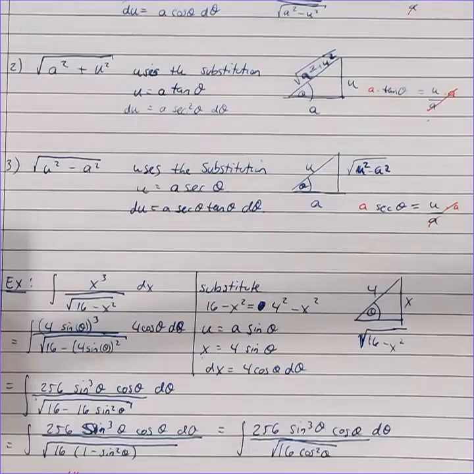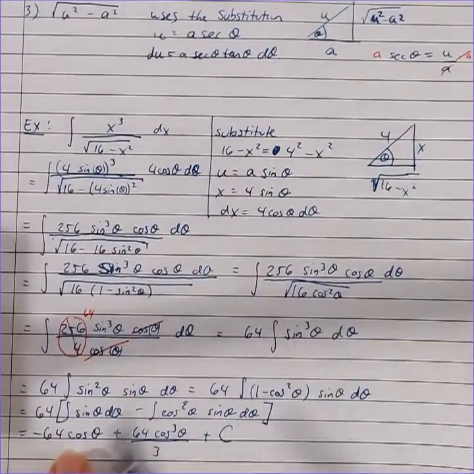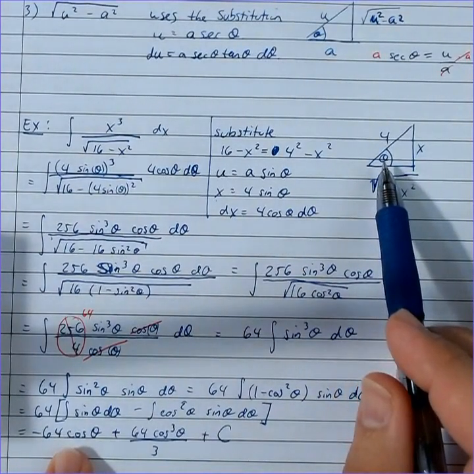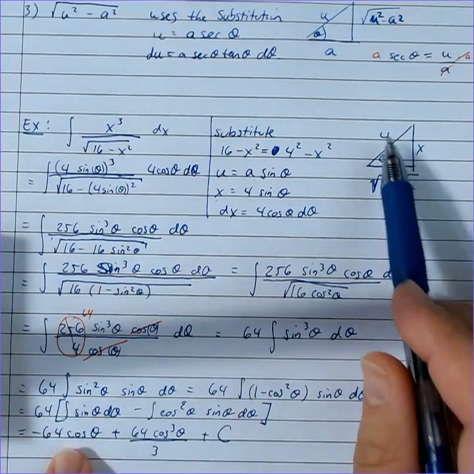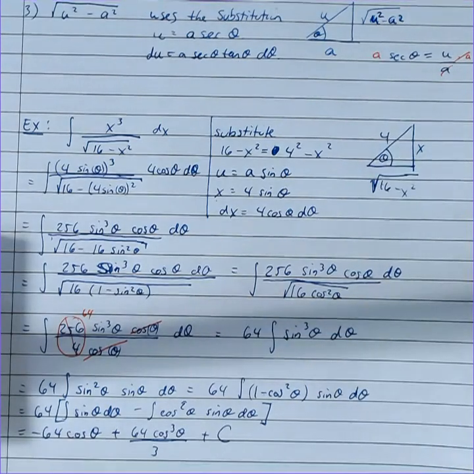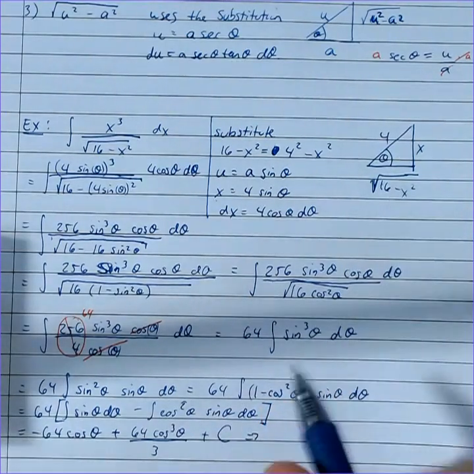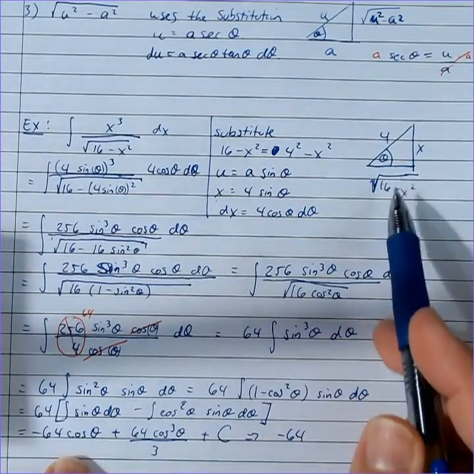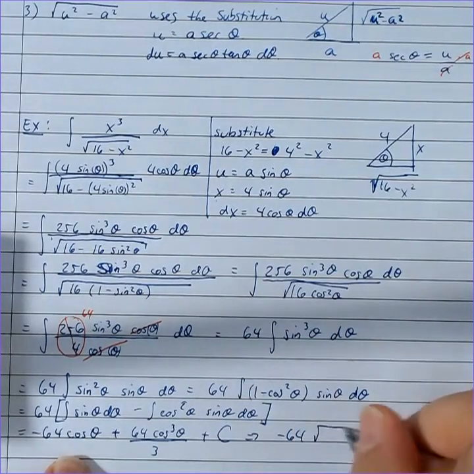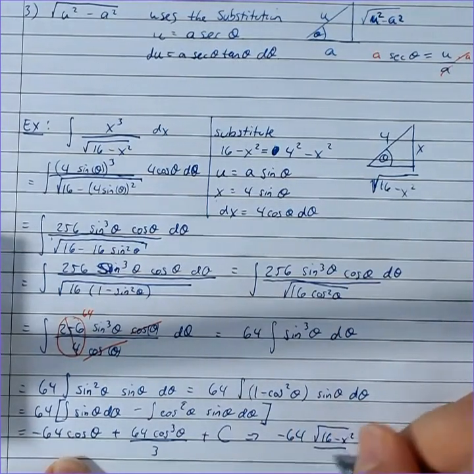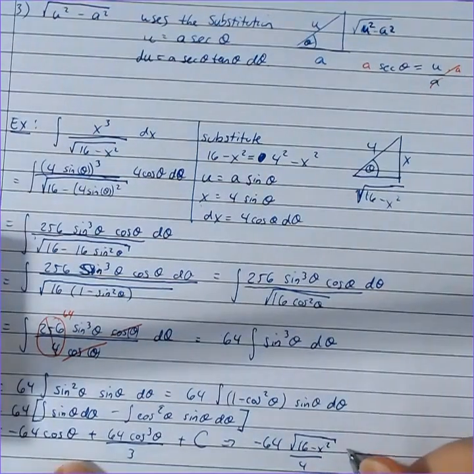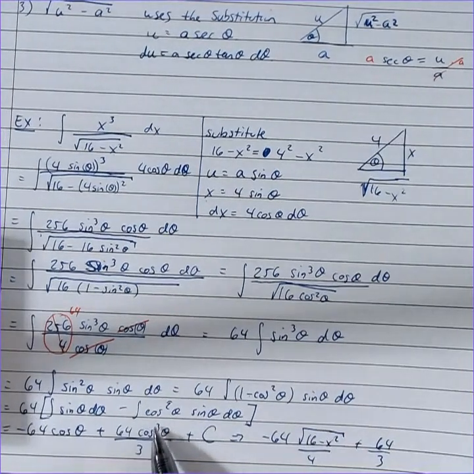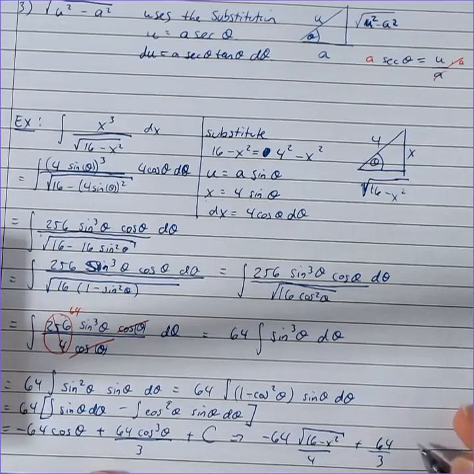Like that. Okay, so coming back down here, I'm looking for the cosine of theta. Well, that's theta. What is the cosine of theta? Well, cosine is the side adjacent divided by the hypotenuse. Yeah, that divided by that. So going back into the original variable, we can write that as negative 64. Instead of cosine of theta is the side adjacent over the hypotenuse. That's square root of 16 minus x squared over 4 plus, that's going to be 64 thirds cosine of theta cubed. So it's going to be that same expression, but being cubed.